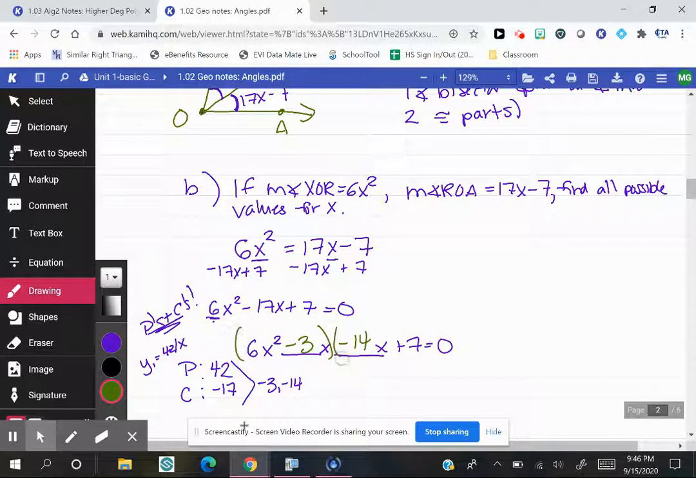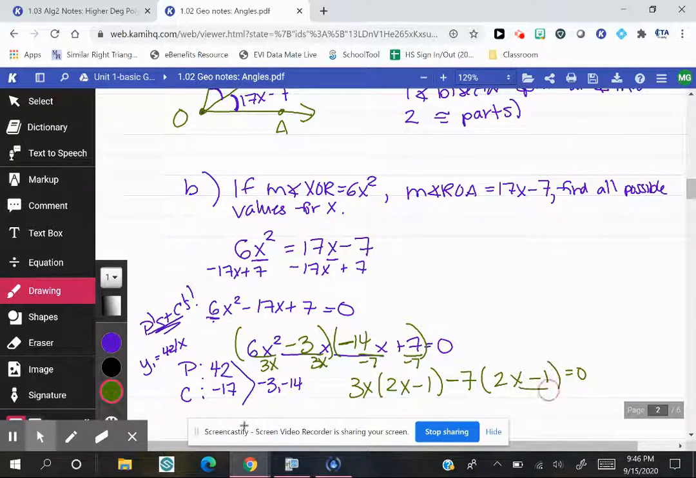group the first two, group the last two, factor out my GCF. So the first set, I'm going to factor out a 3x, leaving me with 2x minus 1. Because remember, if you're dividing by 3x, something divided by itself is 1. It doesn't go away. The second set, the first term is negative, so you need to take out a negative number. The GCF of 14 and 7 is negative 7. So we're dividing each of these by negative 7, leaving us with positive 2x minus 1.